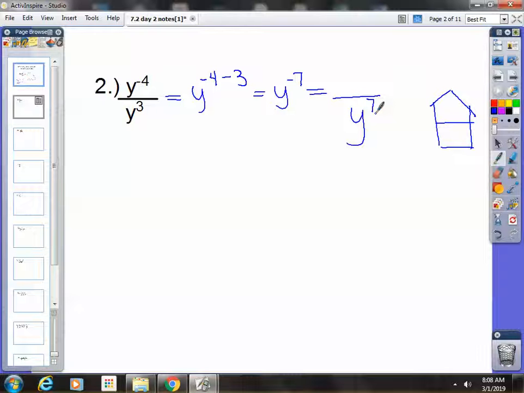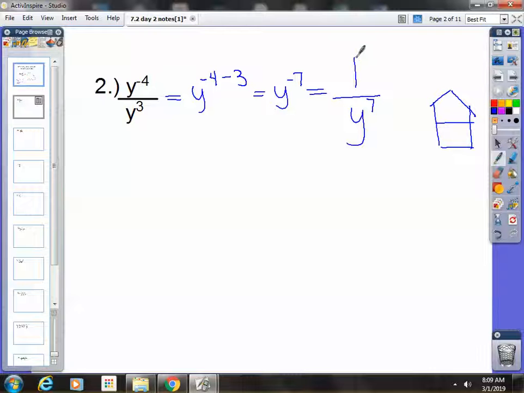I have to put something in the top. What's left? Anybody have a guess? It can't be 0. It's going to be 1 over y to the 7th. So you've got to think through these problems, don't you? There's not a clear-cut answer always.